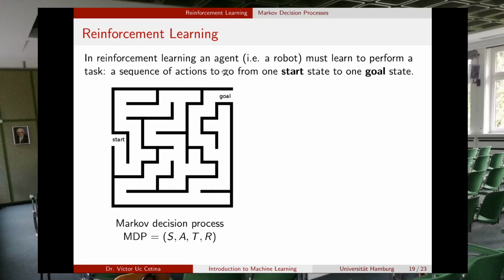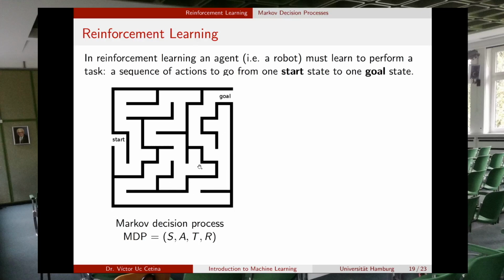So in reinforcement learning, we always talk about an agent. You can imagine it as a robot or a softbot, and this agent must learn to perform a task, where a task is defined as a sequence of actions that will let the agent go from one start state to one goal state. So consider, for example, this maze problem. We want our agent to learn by itself to move around this maze and get to the goal state.